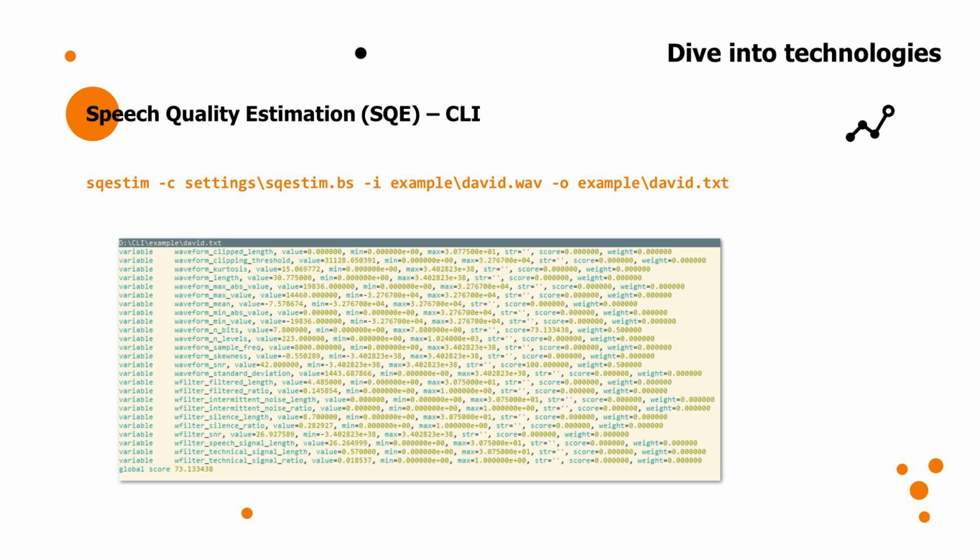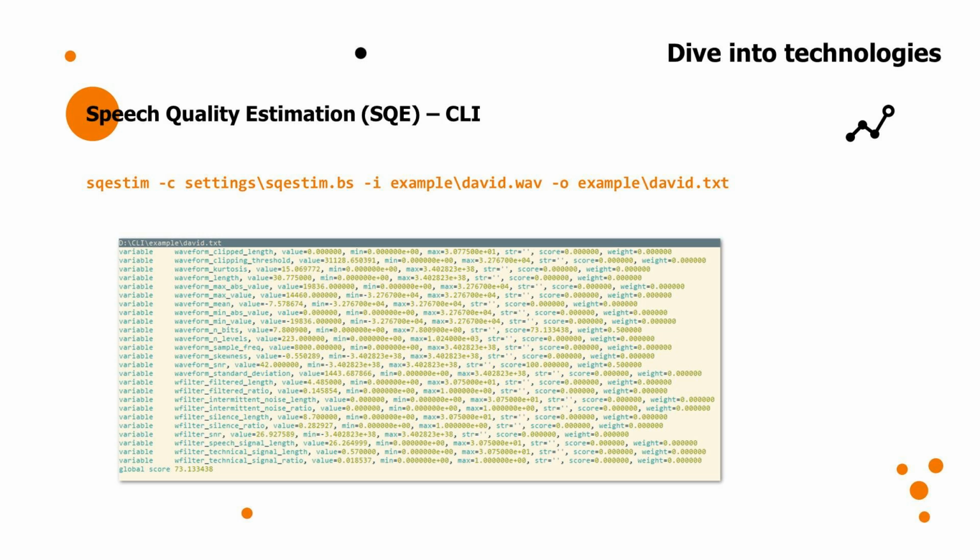This is how you run speech quality estimation in command line. The executable name is sqestim, and you need to provide the three mandatory parameters: -c option with path to the configuration file, then -i with path to the input file to be processed, and -o with path to the output file to be created. Other available parameters are listed when running the executable with -h parameter or without parameters.